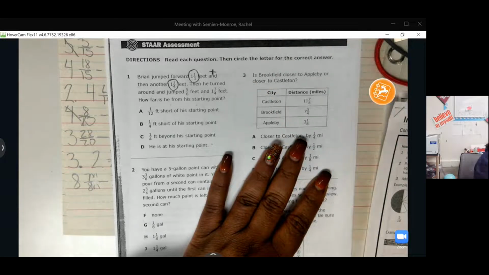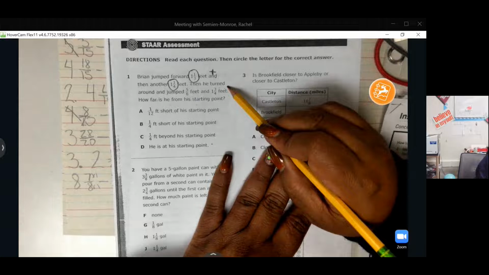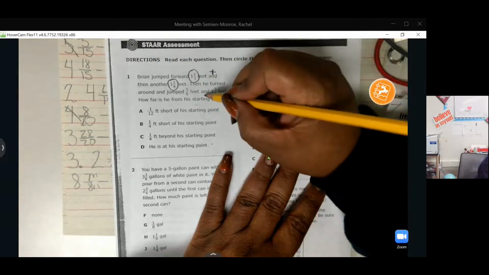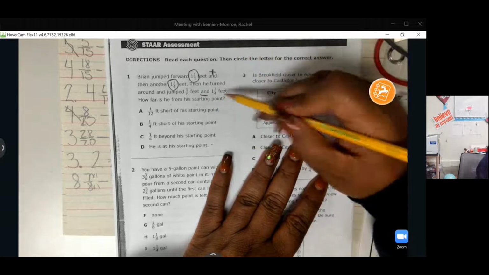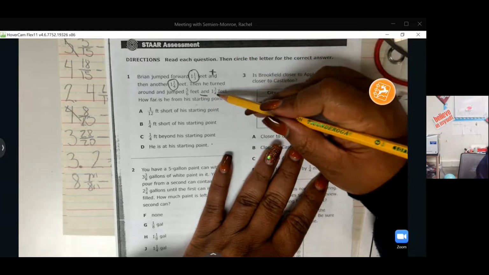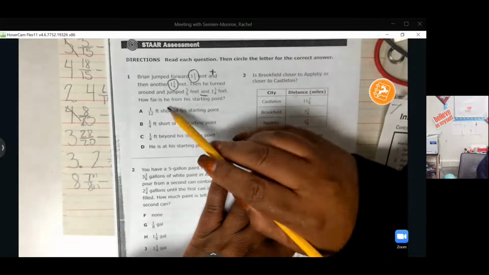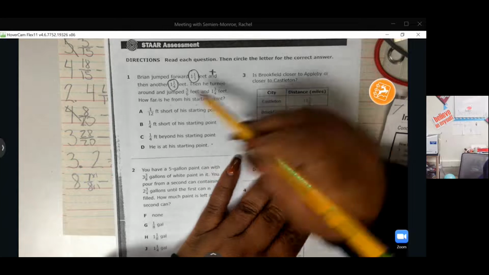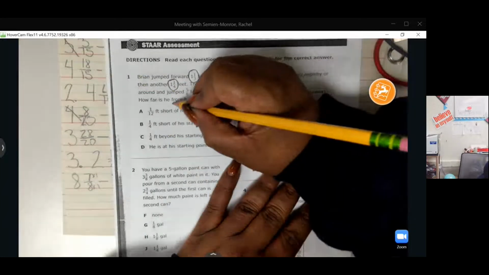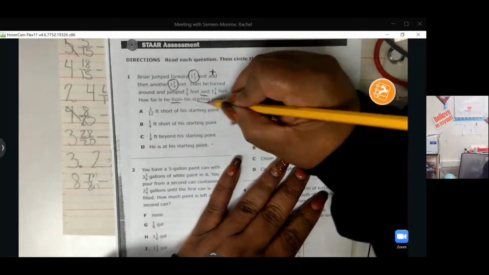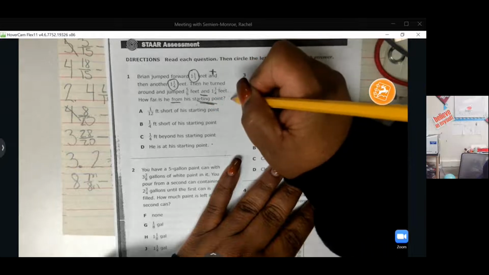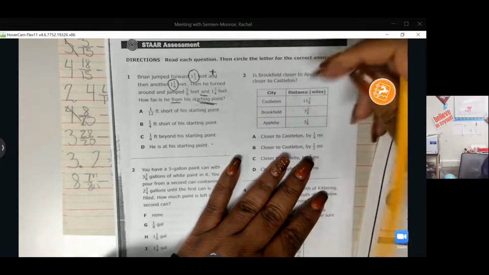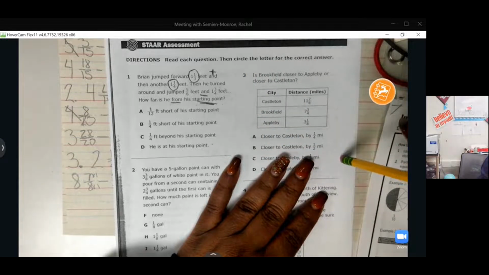If I keep reading, it says then he turned around and jumped 5/6 feet, and there goes that word "and" again, and 1 3/4 feet. How far is he from his starting point? I also know that it says, how far is he from his starting point? Just by listening, I know that they want to know where he is now and how far he is from there.